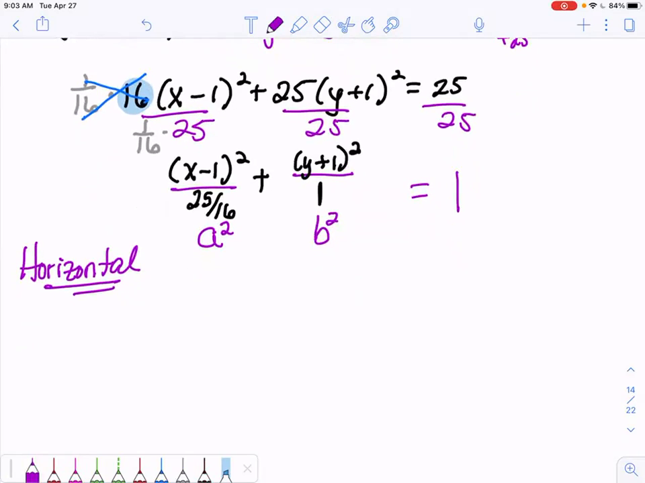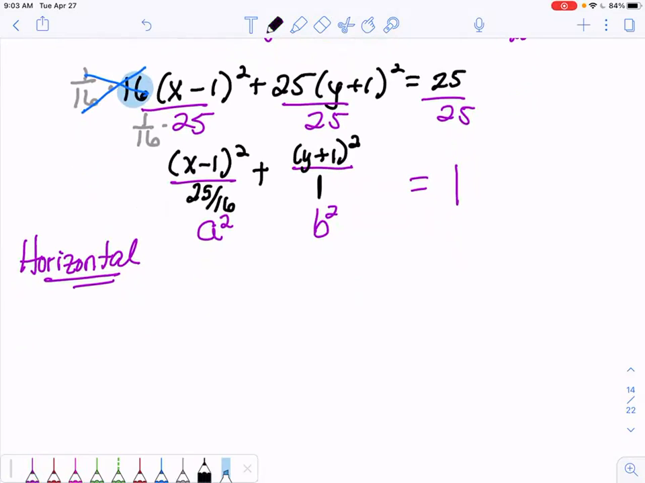So after you know that it's horizontal, I'm just going to list our numbers that we have to work with. So the bigger number is the a squared term. 25/16 is a squared. However, you need a for the vertices. And Peter, the a value is 5/4. So the square root of that number. So you can't use 25/16, because the distance from the center to one vertex is a, not a squared. And then b, Peter, would just be 1.